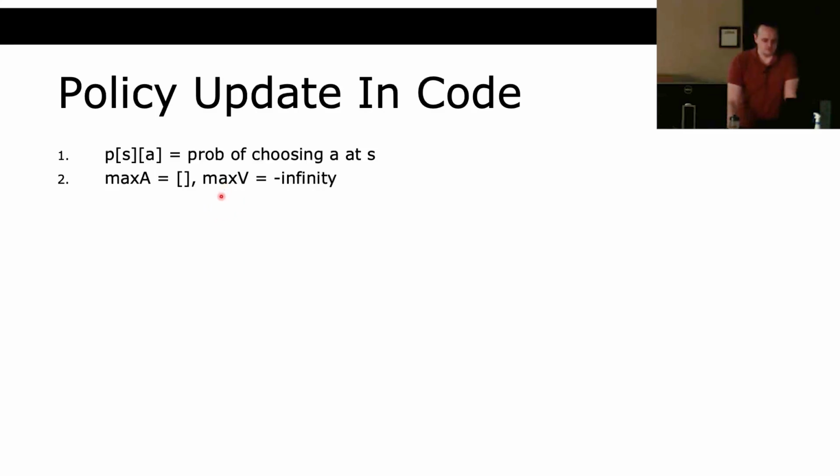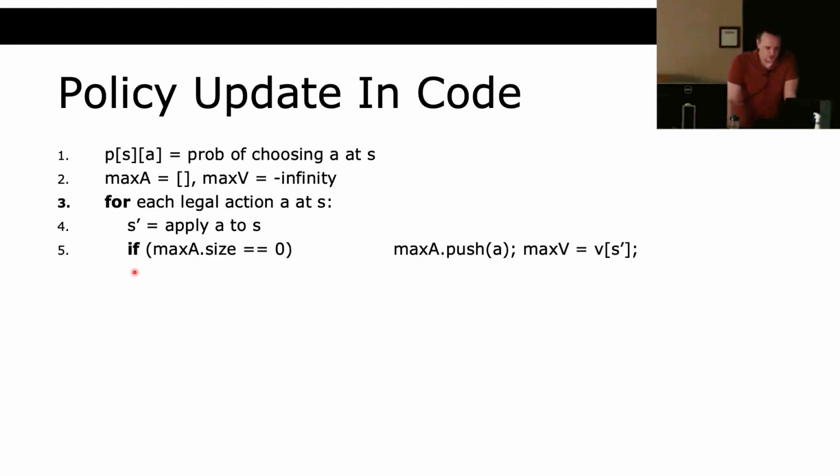Then since I'm taking the max of something, I'm going to be comparing to negative infinity just to keep that value. Then for each legal action A at state S, so I look over all the actions, I'm going to get to the next state by applying A to S, and then I'm going to say, okay, there's a couple of things here. Either I have some value already in that max array, or I don't. So this is basically saying, okay, this is the first one, right? If this is the first one that I've done, I know that I have a new maximum, right? Because it's going to be bigger than negative infinity.